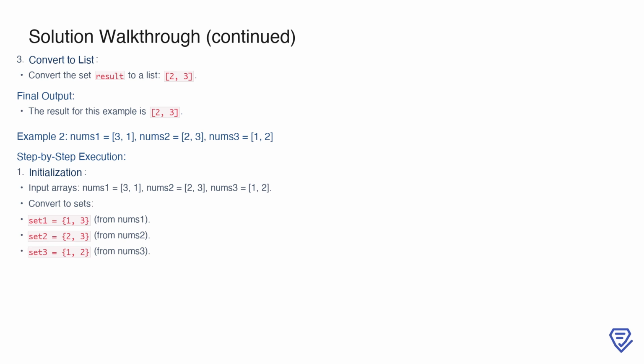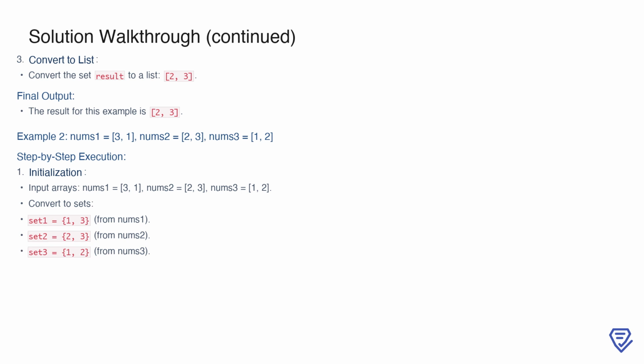After computing the combined set of common elements, the next step is to convert the set 2, 3 into a list. This gives us the final result as 2, 3 for this example. Now, let's move to the second example where the input arrays are nums1 equals 3, 1, nums2 equals 2, 3, and nums3 equals 1, 2.